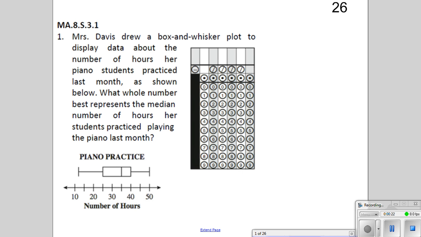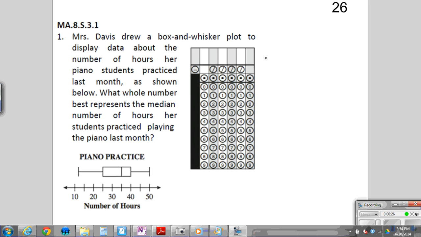This, as they say, is a box and whisker plot problem. Box and whiskers are relatively easy in that, first of all, what you're going to recognize is that here you have a box and then you have some whiskers on the side. That's why it's called a box and whisker plot. Now, they ask you the median number. Median means middle.